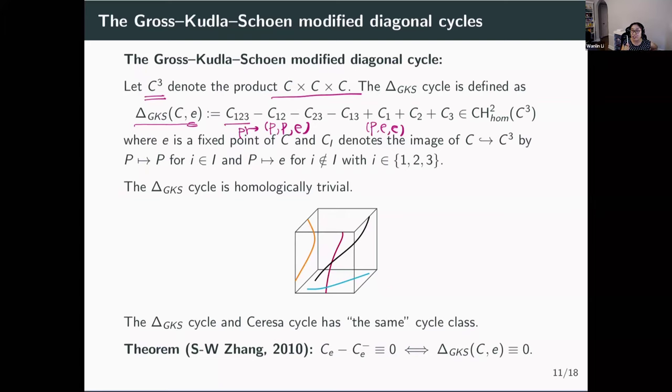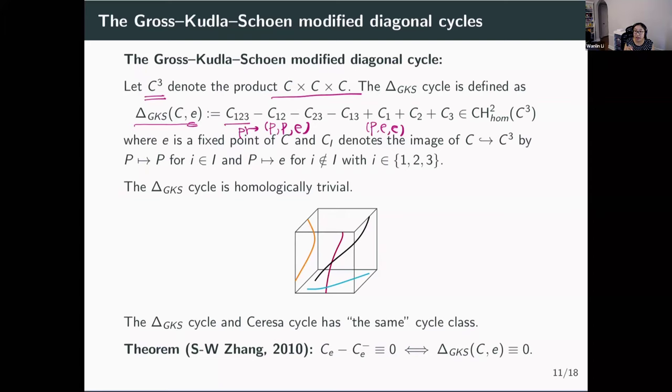Actually, it's not immediate. I thought the proof would be immediate, but proving this is homologically trivial is actually not immediate. So the reference for this cycle is there were two papers, one by Gross and Kudla, and one by Gross and Schoen. And in the paper of Gross and Schoen, there is a detailed proof of this cycle being homologically trivial. Okay. So the point is, now I get a homologically trivial one cycle in my threefold, right? And moreover, you see that my one cycle is just seven copies of my curve C lying inside this cube, essentially.